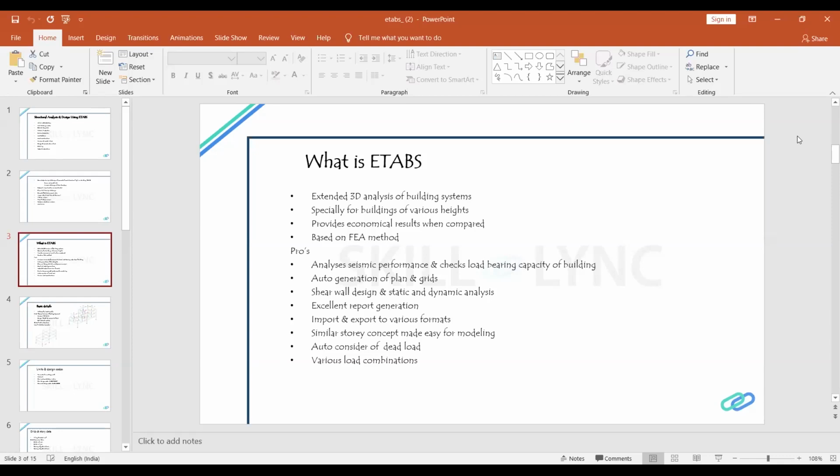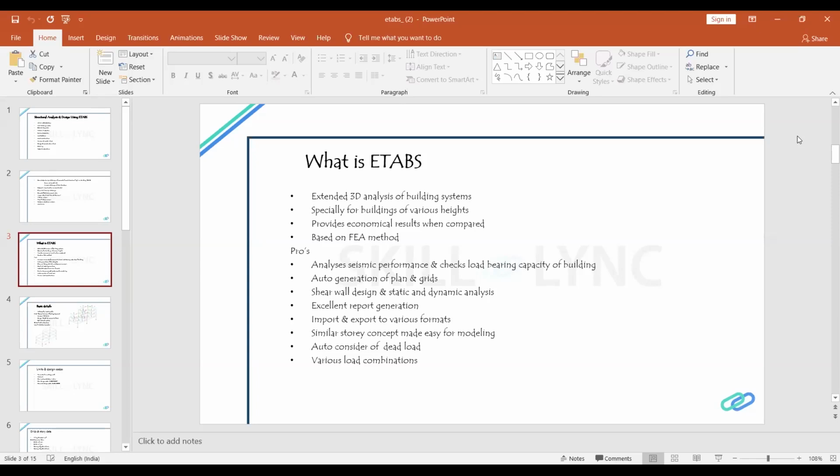The next advanced feature of this software is that it works on the finite element analysis method. With the help of this, analyzing any sort of structure is as simple as that.